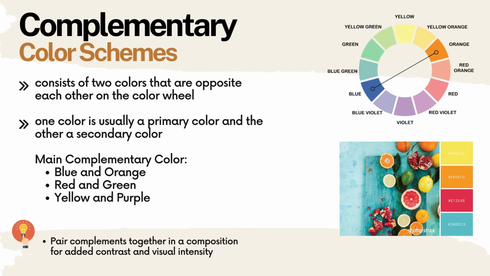Complementary colors exist on opposite sides of the color wheel. One color is usually a primary color and the other a secondary color. The main complementary colors are blue and orange, red and green, and yellow and purple. Pair complements together in a composition for added contrast and visual intensity, as seen in the picture on the right. The vividness of the orange citrus fruits stand out against a light blue backdrop.